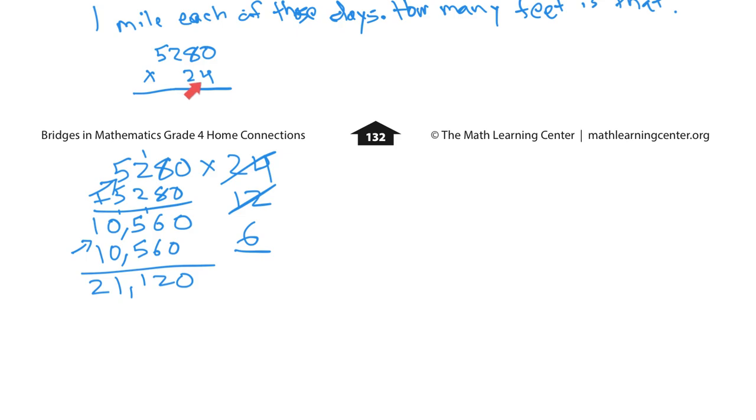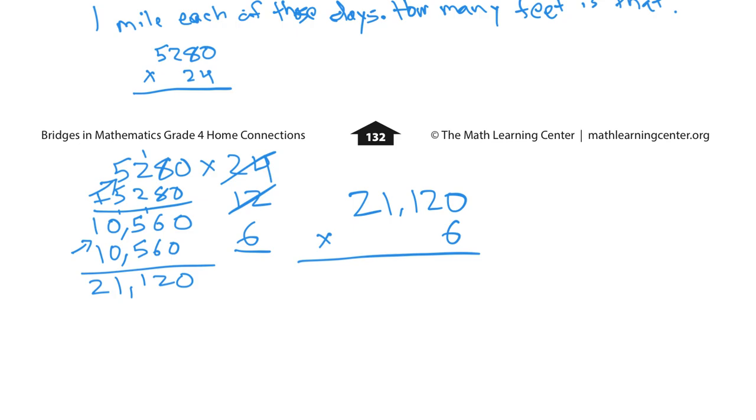If you are good at your multi-digit times multi-digit, then you're fine. If not, you're going to thank me when we do this. So I have 21,120 times 6. Oh my goodness. When you're taking a giant number times a single digit, it's just the same thing over and over.